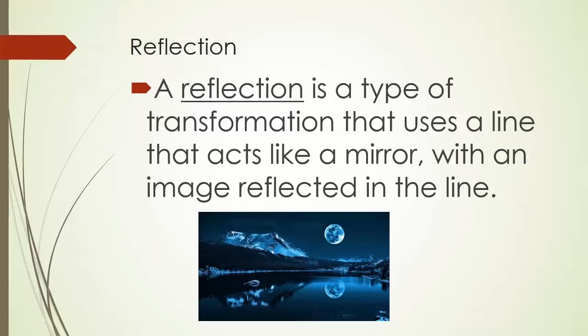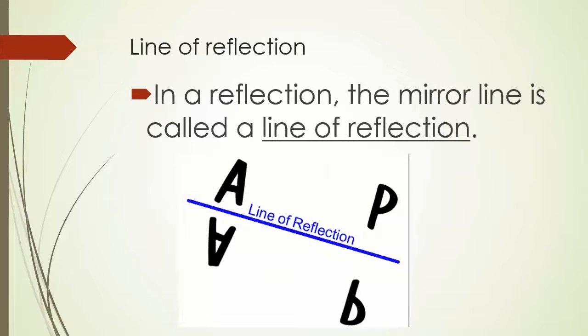Here's our vocabulary words. First word is reflection. A reflection is a type of transformation that uses a line that acts like a mirror with an image reflected in the line. Line of reflection. In a reflection, the mirror line is called the line of reflection.